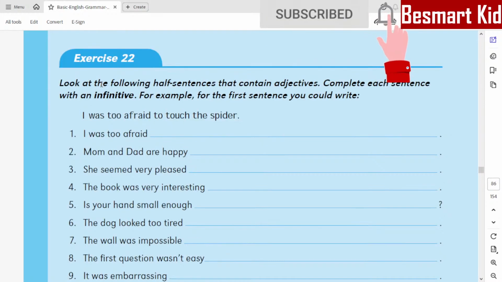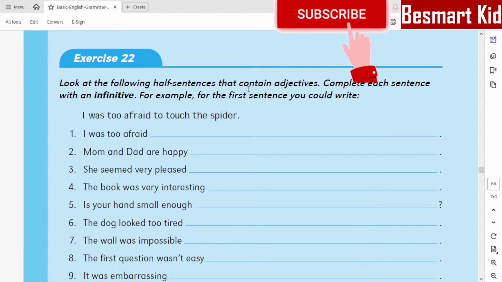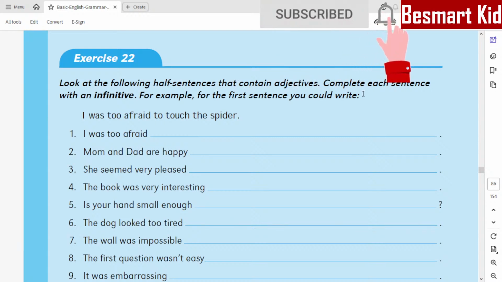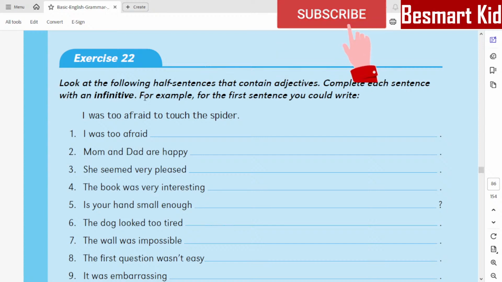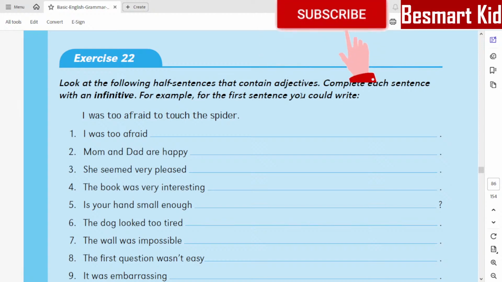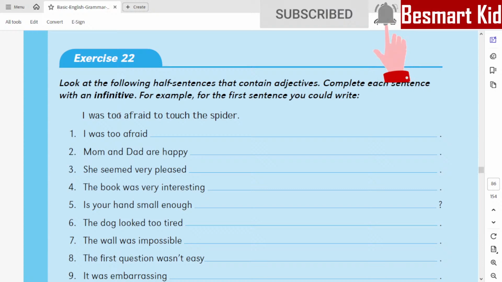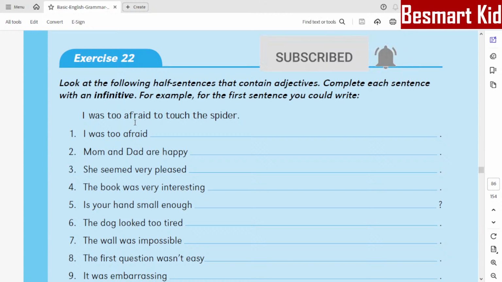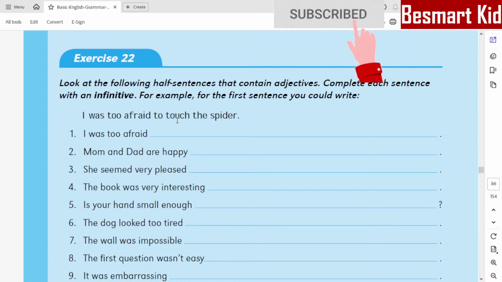Exercise 22. Look at the following half sentences that contain adjectives. Complete each sentence with an infinitive. For example, the first sentence you could write, I was too afraid to touch the spider.